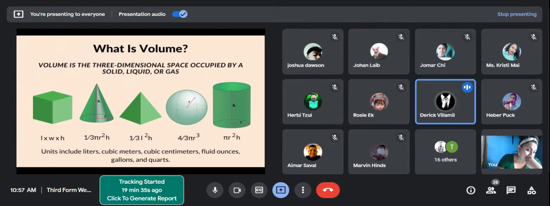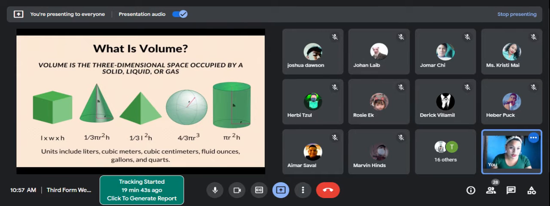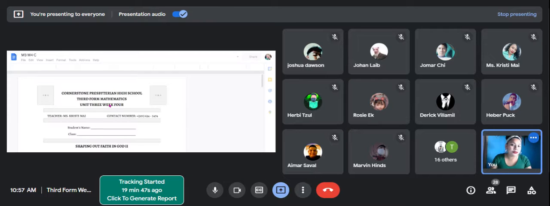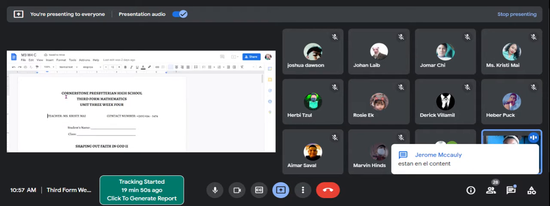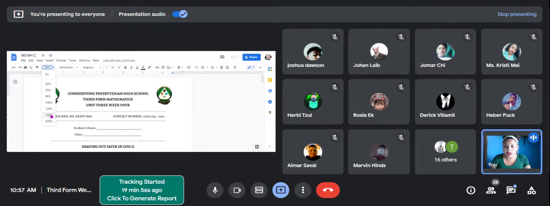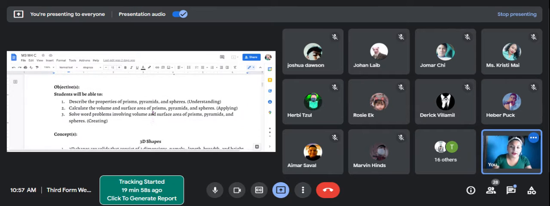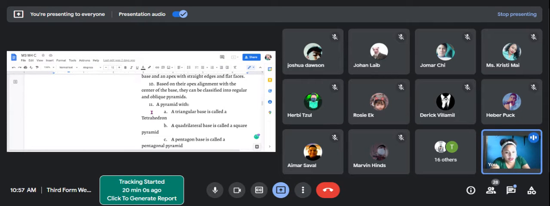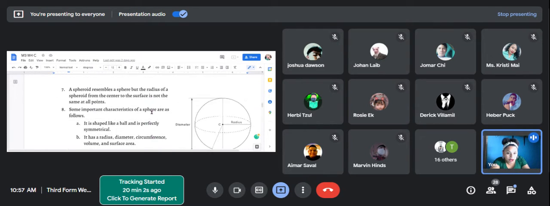Miss, which are the shapes we need to do? Let me show that so everybody has that clear. Okay, and then you can check if these are the ones that you have, right? So this is the content. This is what I have posted in Google Classroom.